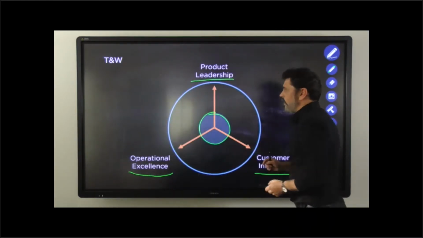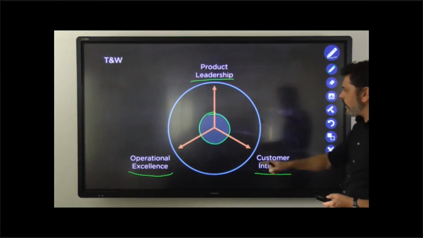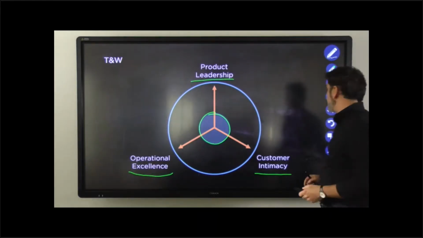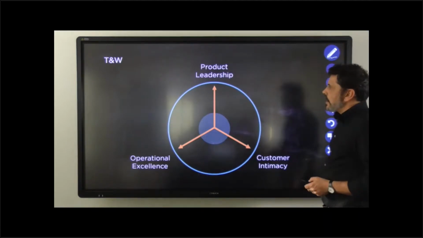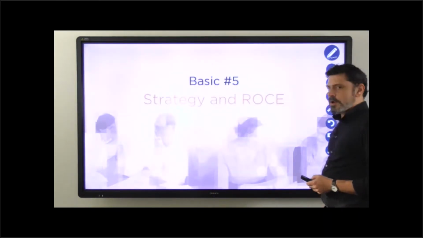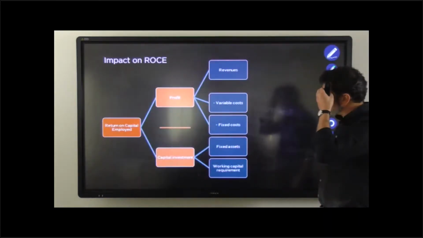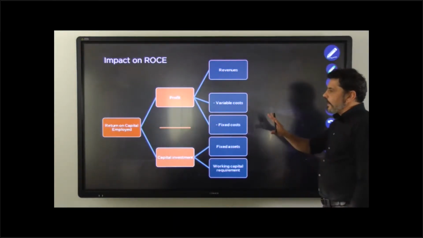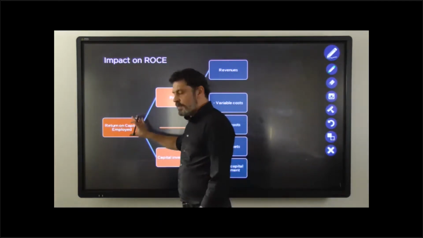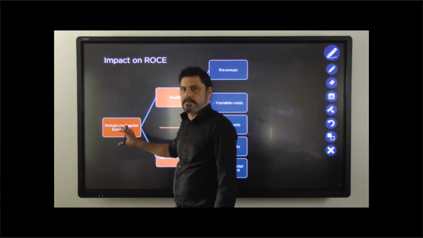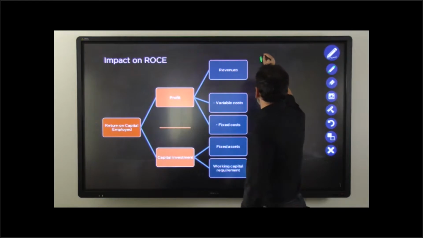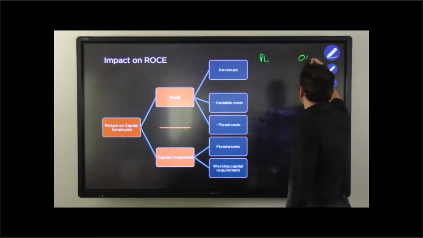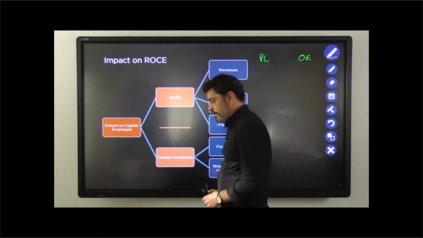Let's have a little more detailed look at how these choices can impact, for instance, your ROCE. Strategy and ROCE. Okay, now this is the ROCE completely filled in. And let's assume that we want to achieve the same kind of ROCE from a product leader perspective or from an operational efficiency or excellence perspective.